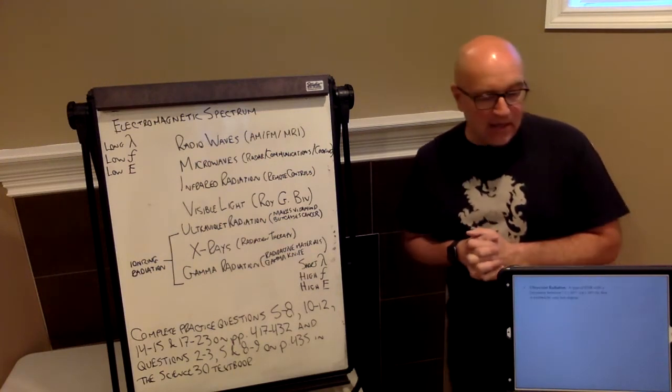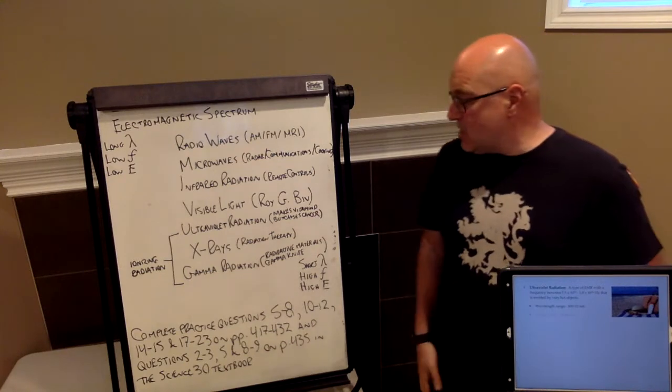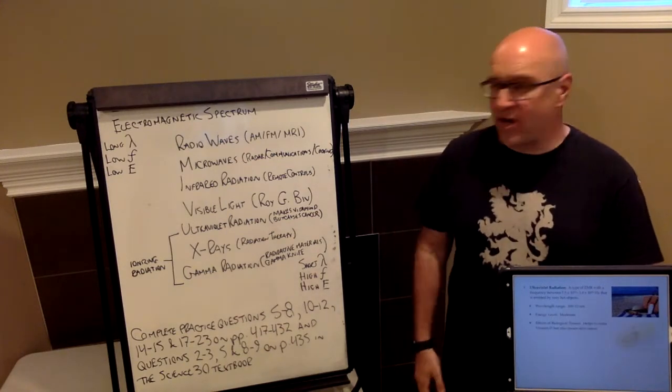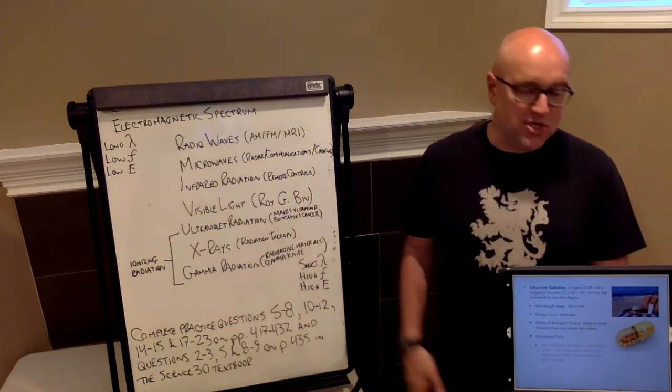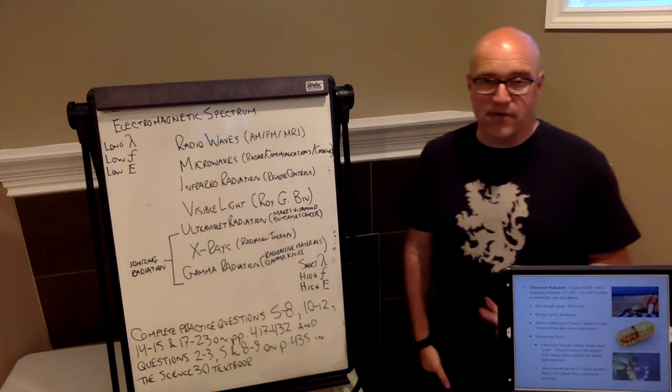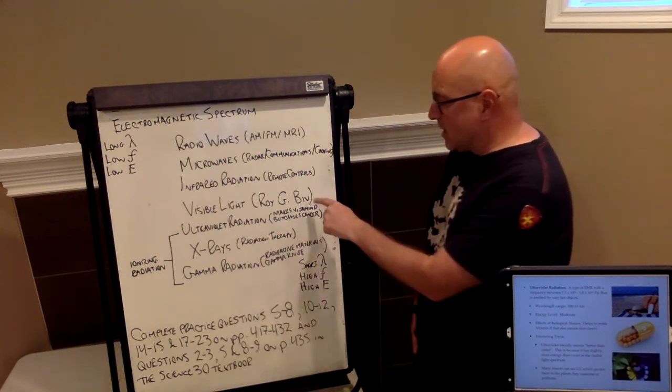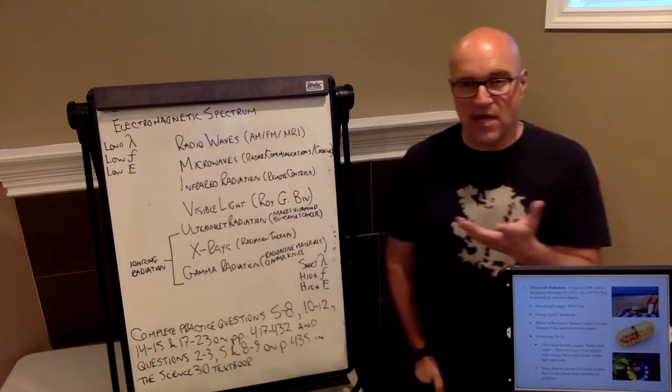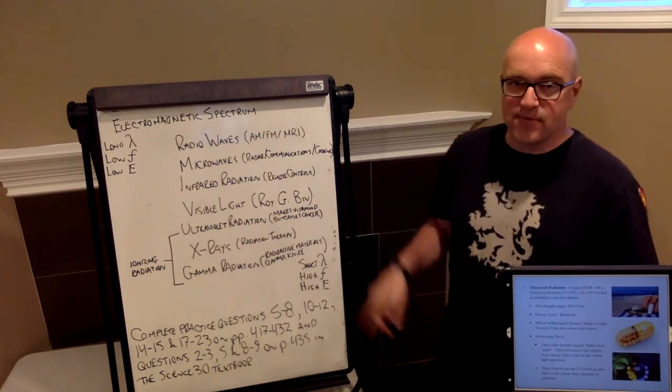All right. A couple more before we're done. UV radiation, now we're getting into the higher forms of radiation. Ultraviolet radiation literally means beyond violet. Ultraviolet means beyond violet because it's slightly higher in energy level than the violet on the visible light spectrum.